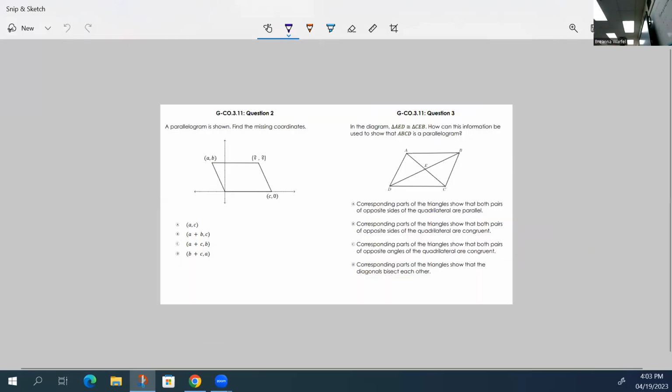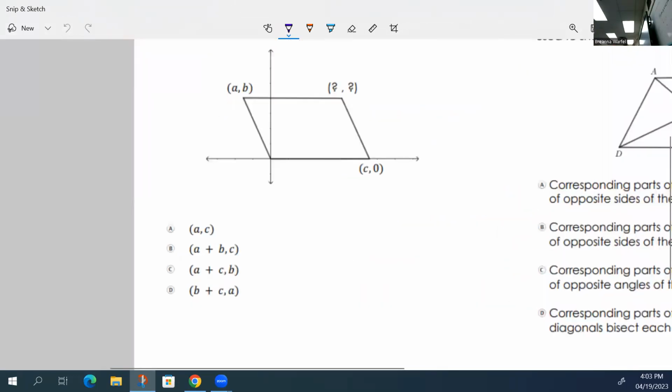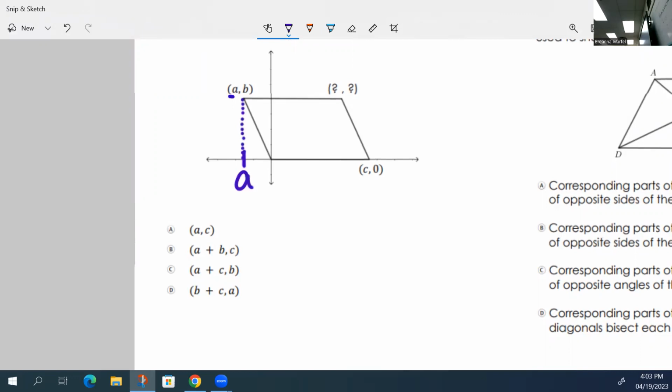So you really have to know your ordered pairs for this problem. If you look here, your X value is A because that's your X value. And if you go over to your Y axis, your Y value right there is B. Okay. Then this value right here is C, and it's on the X axis, so that's why your Y value is 0.